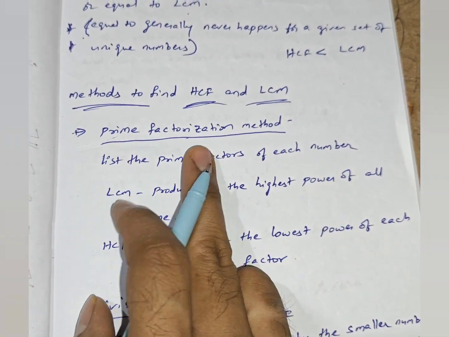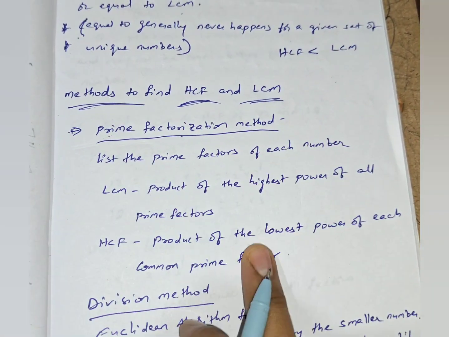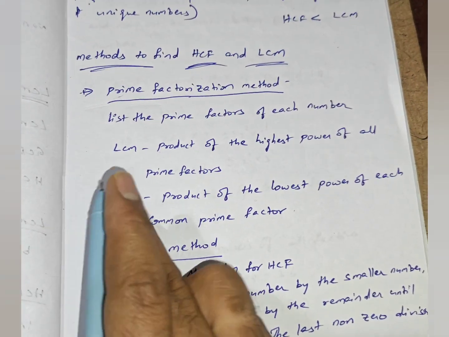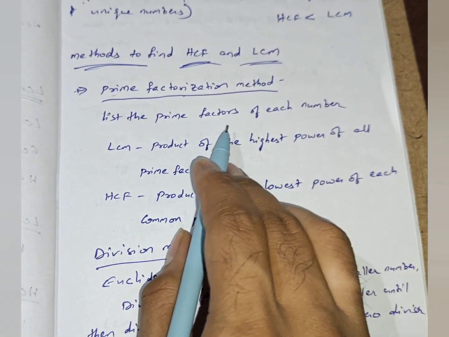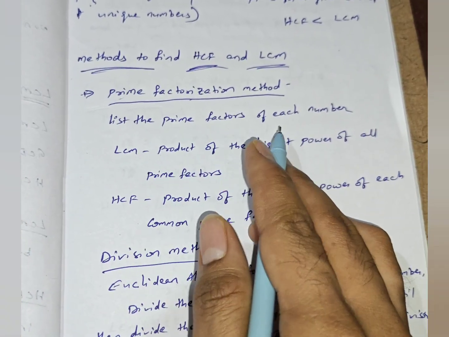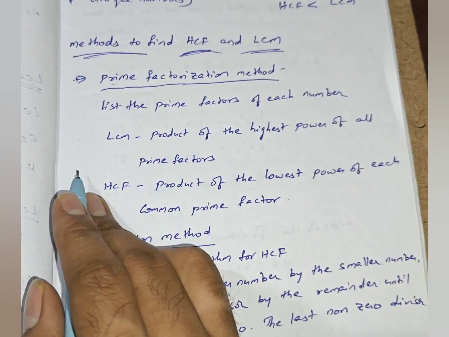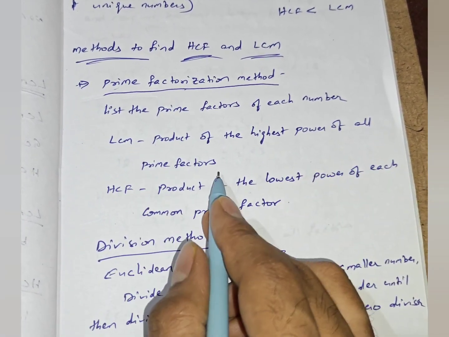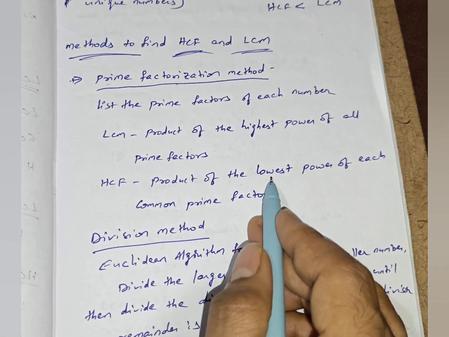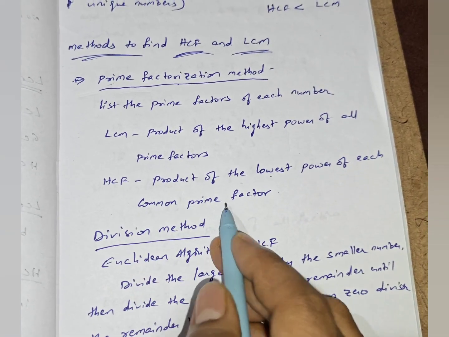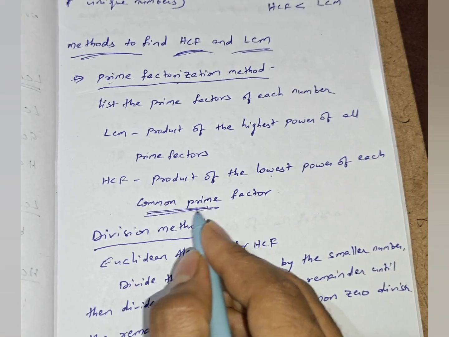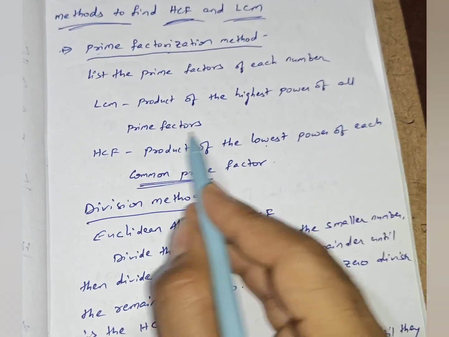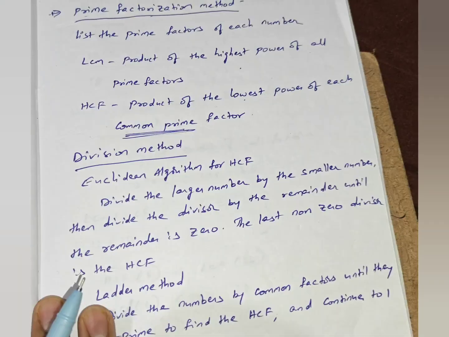For that, there are some methods to find HCF and LCM. First one is the prime factorization method. First, if any two numbers are given, list out all the prime factors of each of the given numbers. Now, the LCM is the product of the highest power of all the prime factors, and the HCF is the product of the lowest power of each of the common factors. Just remember this word, common factor. And in the case of LCM, it is all the prime factors and not only the common factors.